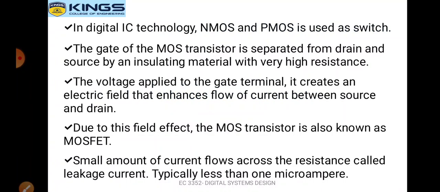So in digital IC technology, NMOS and PMOS are used as switches. In a MOS transistor, there are 3 terminals: drain, source and gate.